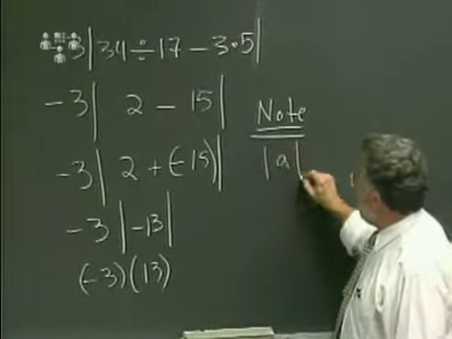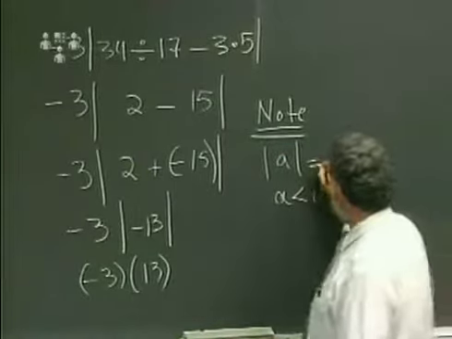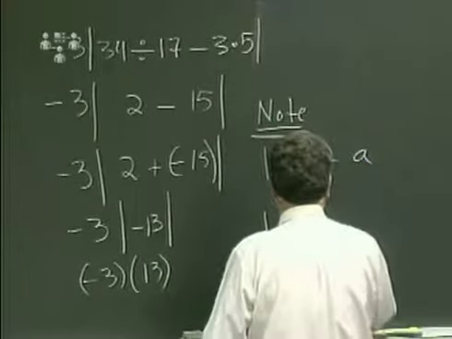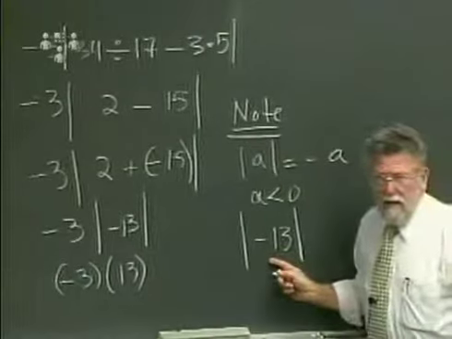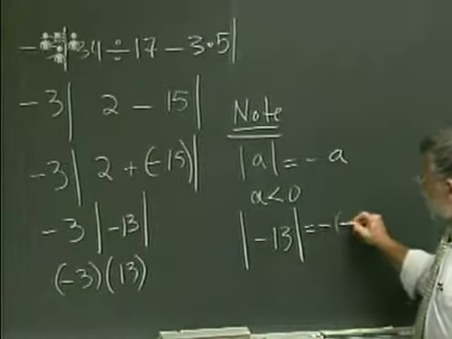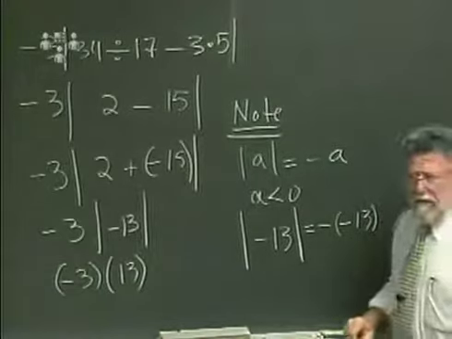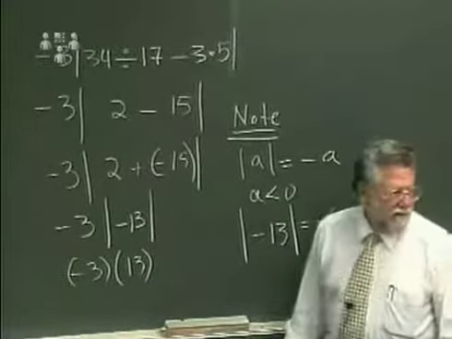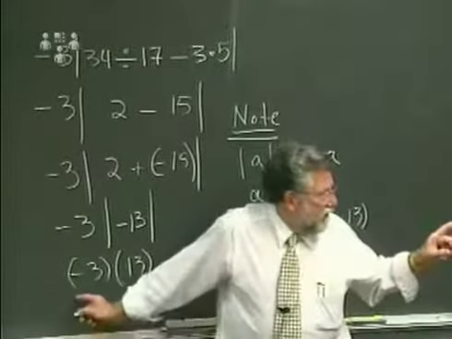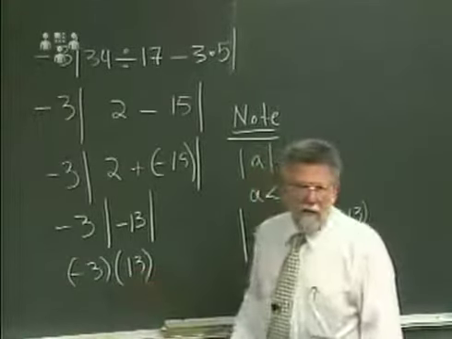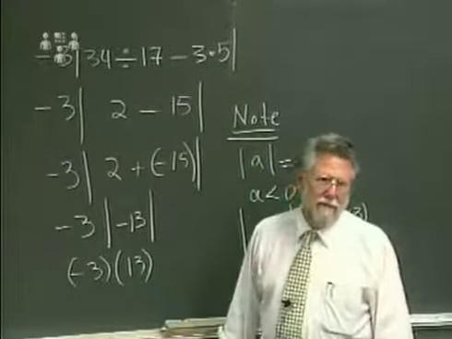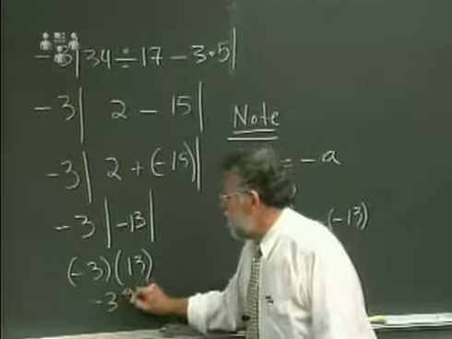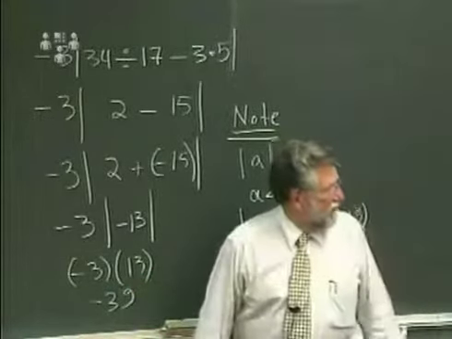The absolute value of A, if A is less than 0, is what? We said negative A. Okay, so I have the absolute value of negative 13. So this is A. So what is that going to be? Minus a minus 13, which is the additive inverse of the additive inverse, which is 13. Let me finish this part here, and then I'll answer your question, Robert. What is negative 3 times 13? Negative 39, right?